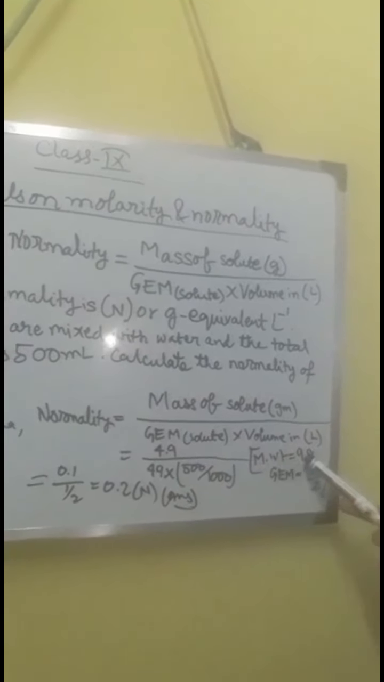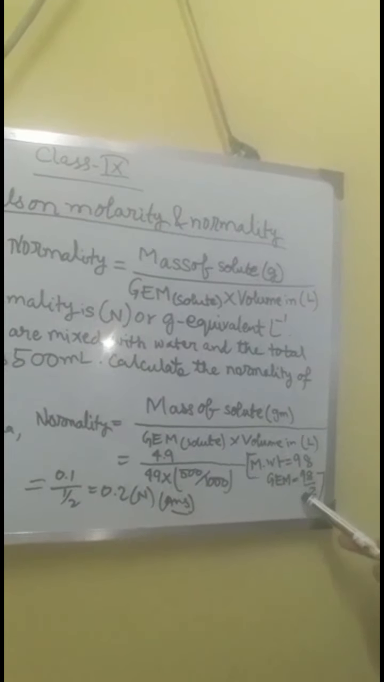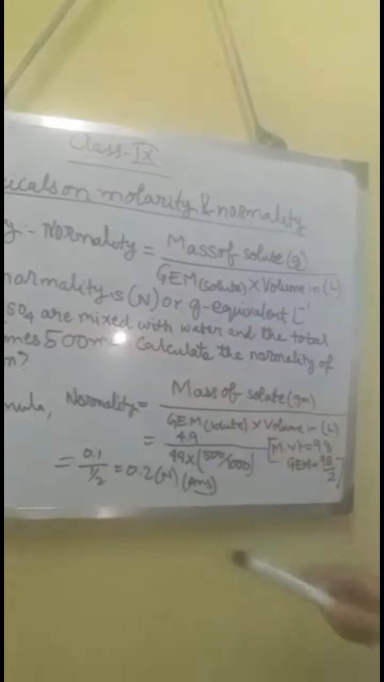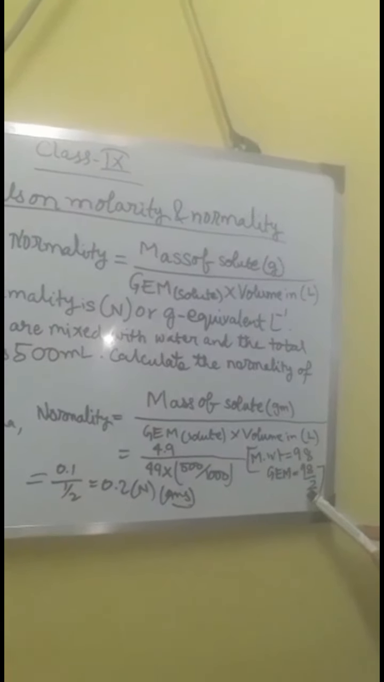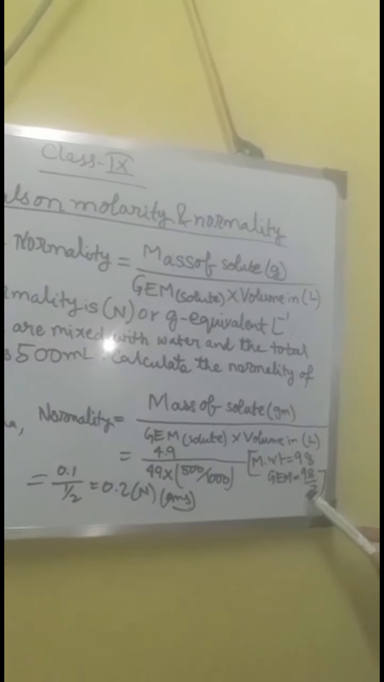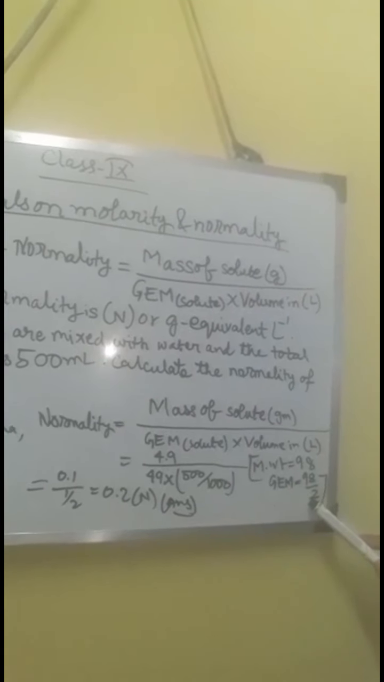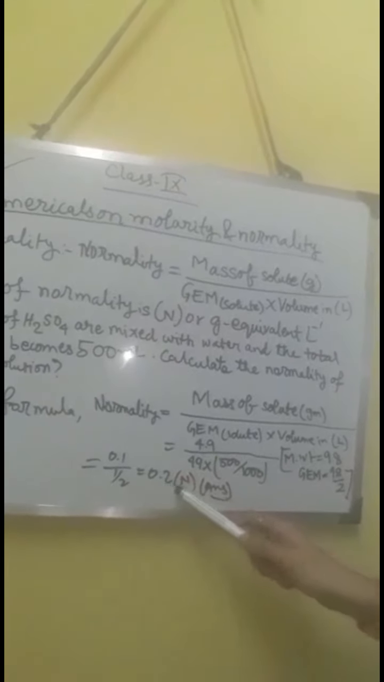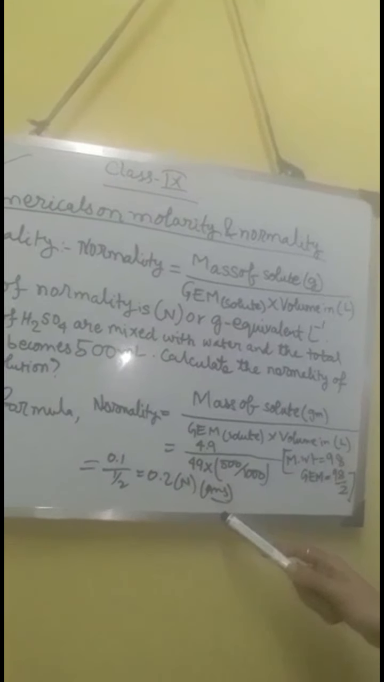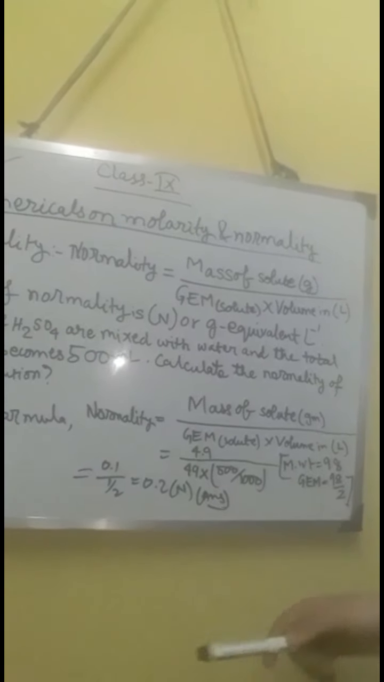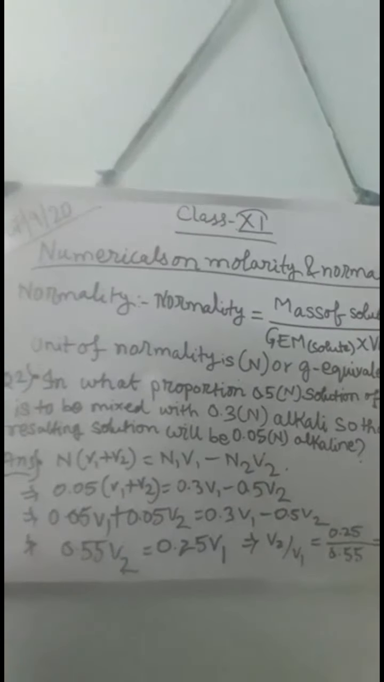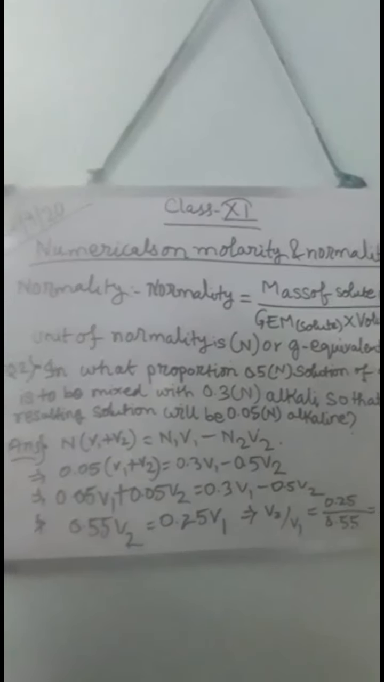So I am writing 500 by 1000. Clear? Molecular weight is 98. So GEW becomes 98 by 2, because there are 2 hydrogen atoms in sulfuric acid. That is the molecular weight by 2, 98 by 2, that becomes 49. So I am writing 49 here. Solving it, I get 0.2 normal as the answer. Clear? In this way other numericals are there. See the other videos. Class 11. Now I will discuss the second example after the first.